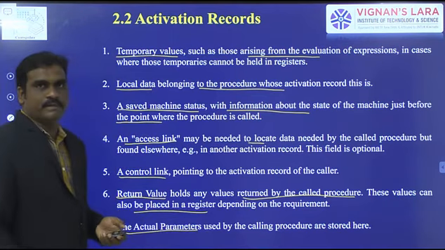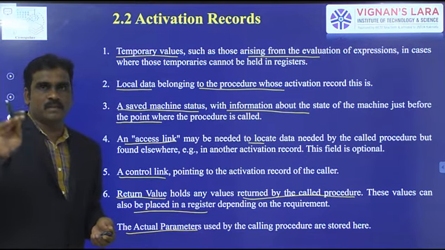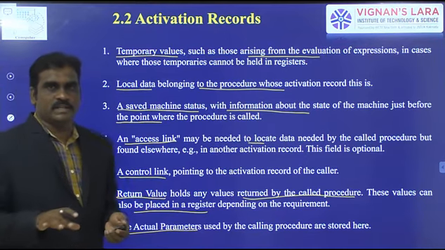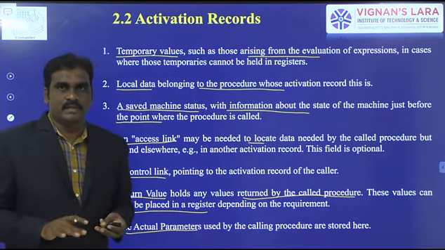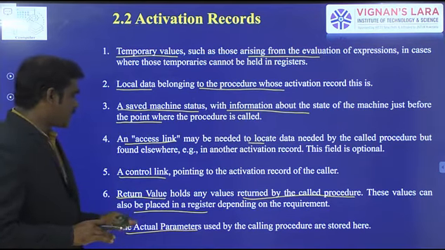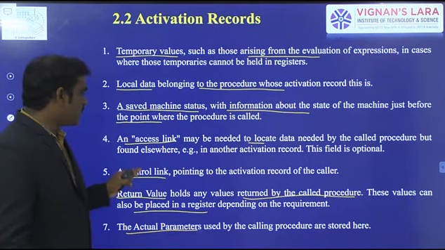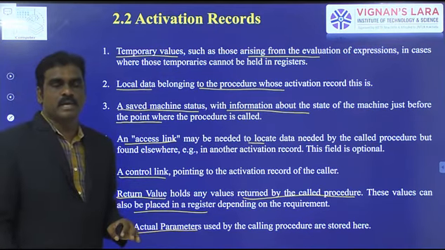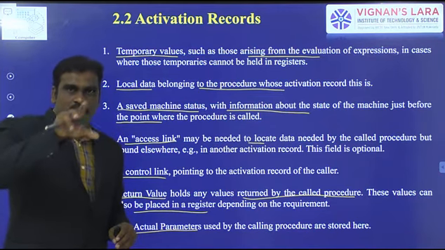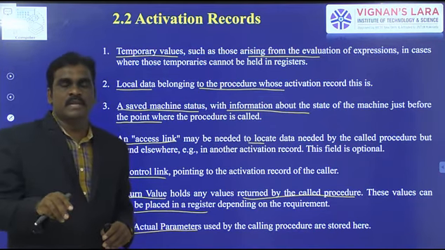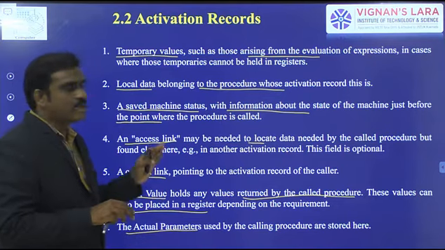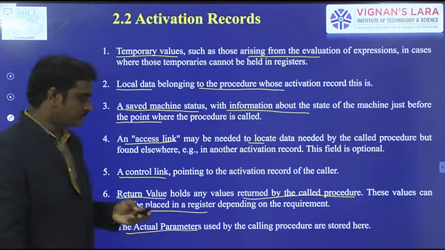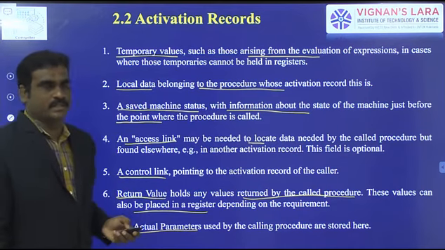For each and every function, it generates one activation record in the background. In that activation record, a total of 7 fields are there: actual parameters, return value, control link, access link, saved machine status, local data, and temporary values. Each and every piece of information about a particular procedure, a particular function, is stored in that particular activation record. So this is about the second point, activation record.